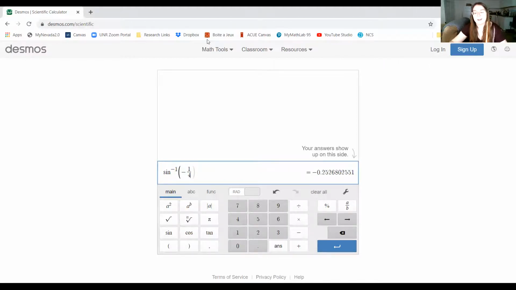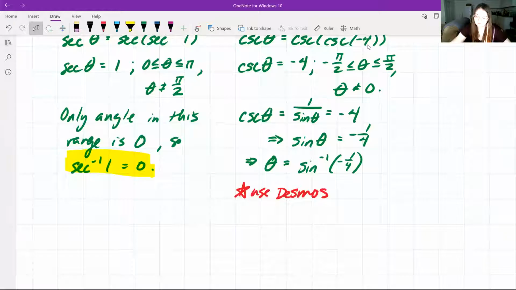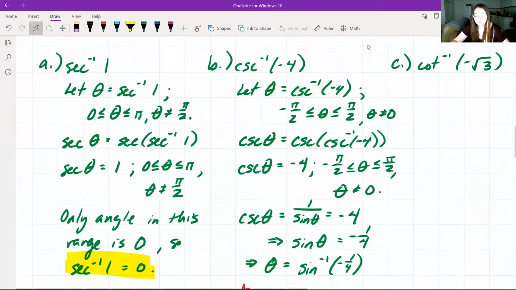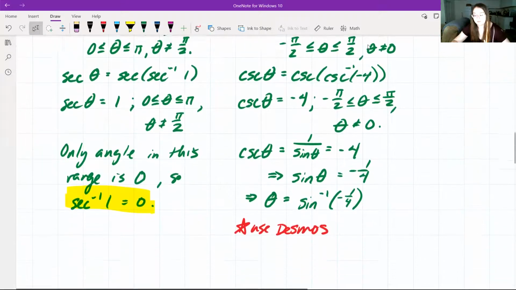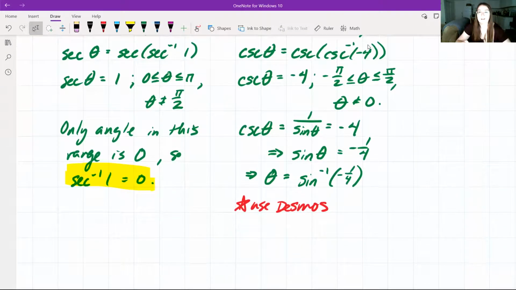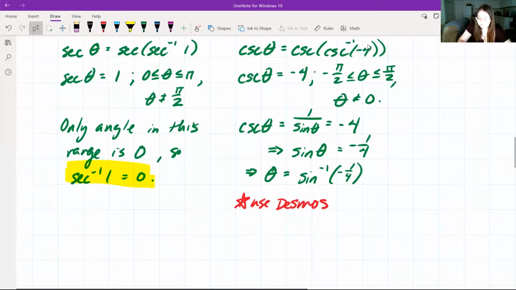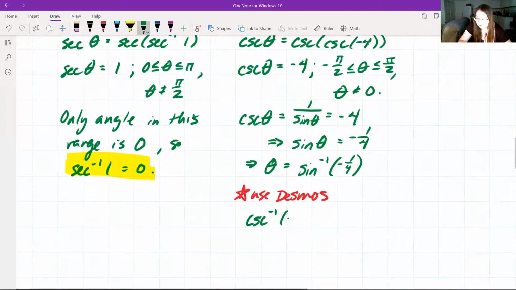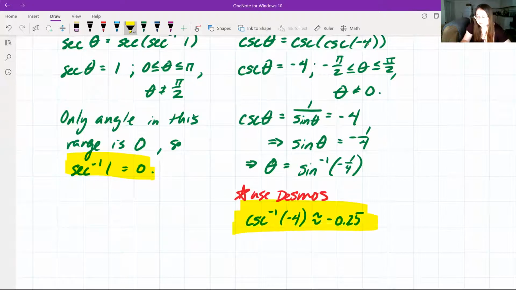So let's go on back over to our notes now. All right, so from Desmos, we found that sine inverse of negative 1/4, which we found was equivalent to cosecant inverse of negative 4, was about negative 0.25. So we can say that cosecant inverse of negative 4 comes out to about negative 0.25. So that would be our answer for part B.